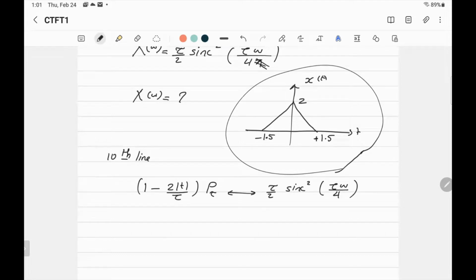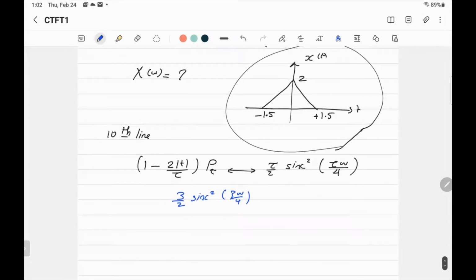So has anybody solved the question? Yes, you did? 3 over 2 sinc squared. Let me just write your answer, okay? 3 over 2 sinc squared, yes? 3 omega. All right, let's check the answer. So what you'll do, you look at the diagram and try to find tau. So what is the tau? That's tau over 2, right? Make sure that this is the same. So you will say tau over 2 is equal to 1.5. So tau is equal to 3. So that's the first thing we got.